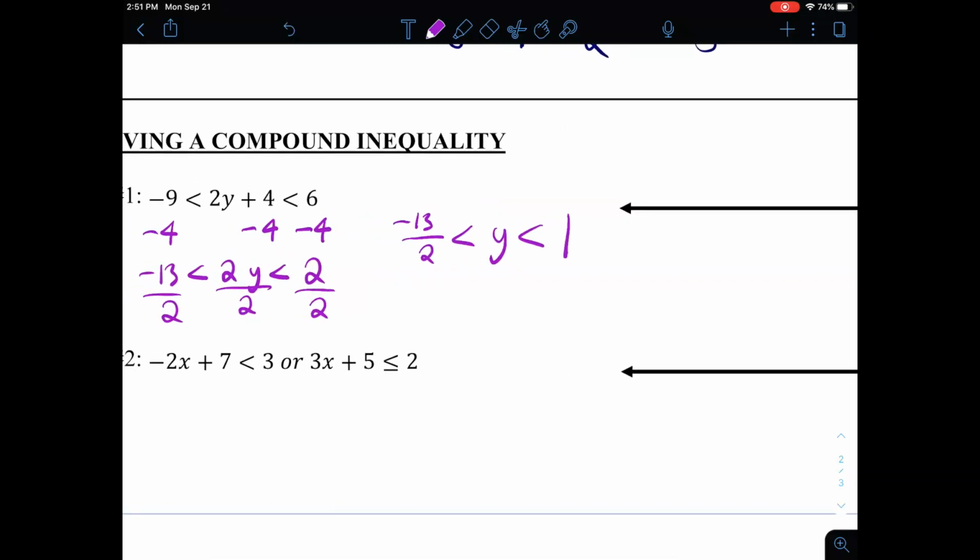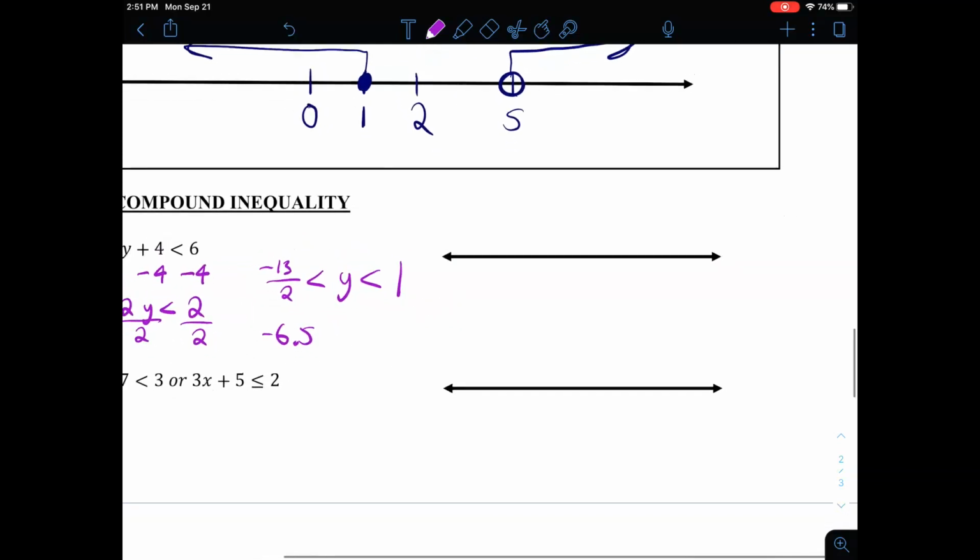Now what's 13 over 2 as a decimal? Let's figure that out. Well, 2 goes into 13 6 times, then we have 1/2 left over, so it's going to be negative 6.5. That's to kind of help us graph this a little bit. All right, so we got negative 6.5 is pretty far to the left, and we have 1. So I'm going to put 0 a little bit farther to the right here. Got a 1 right there.